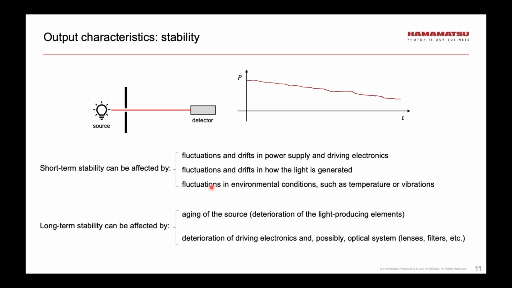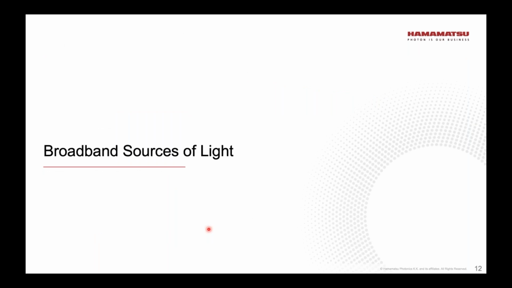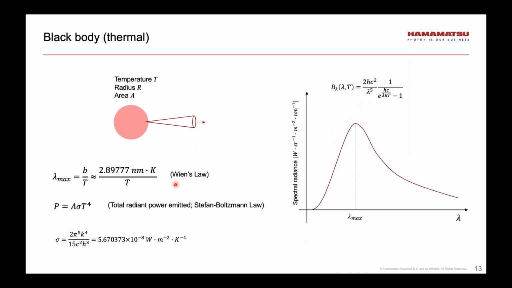There could be also rapidly changing environmental conditions like temperature or vibrations. The long-term stability is usually affected by aging, either of the electronics that is driving the light source or the light source itself. So with this, we can now transition to our second part, where I'm going to briefly give a high-level review of well-known broadband sources.